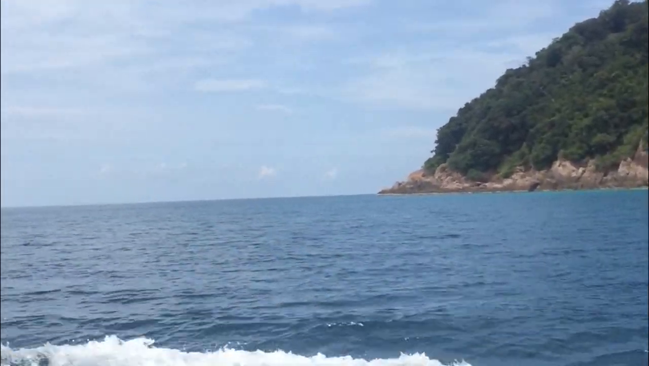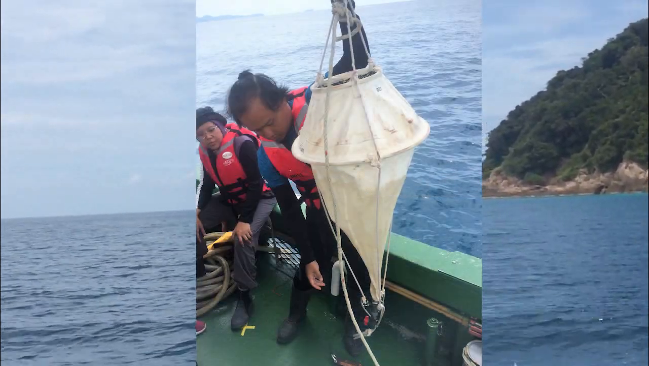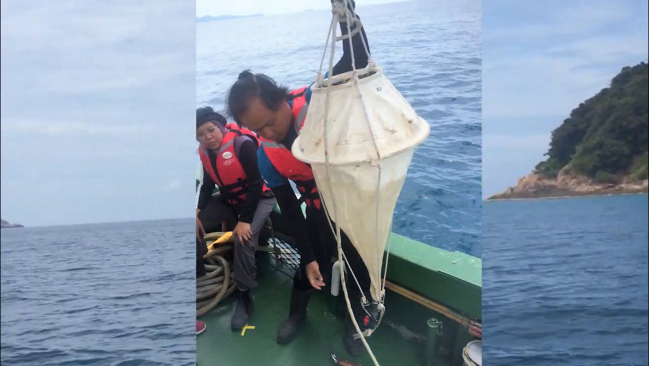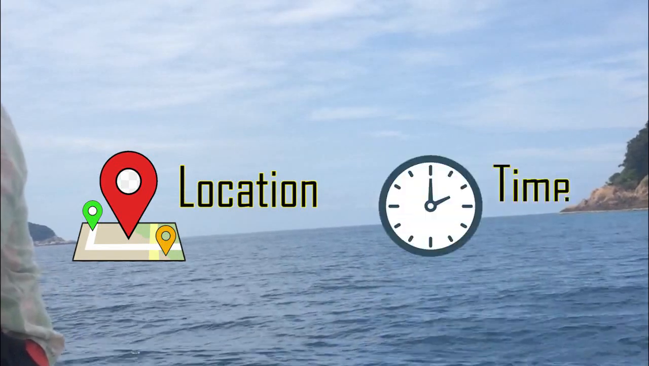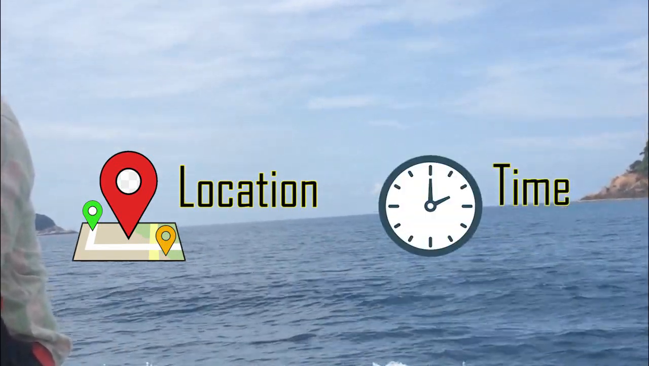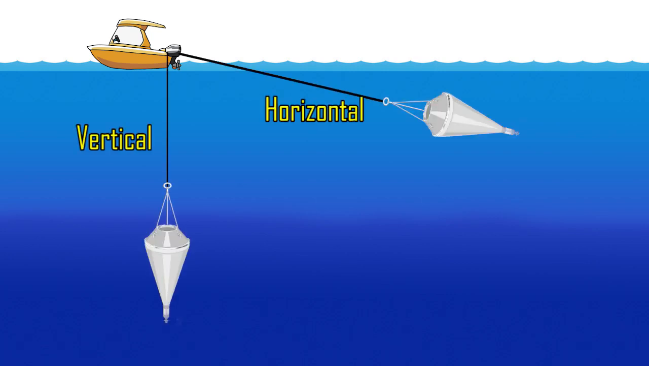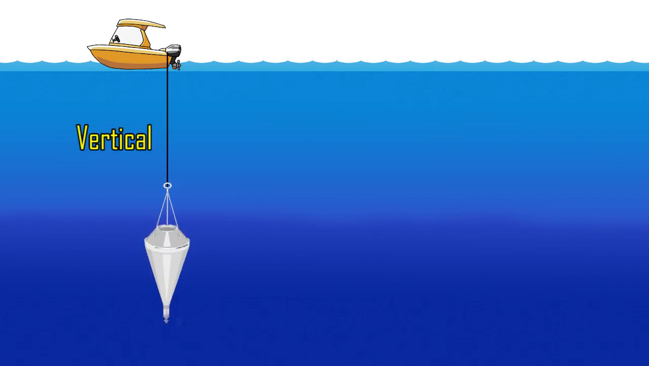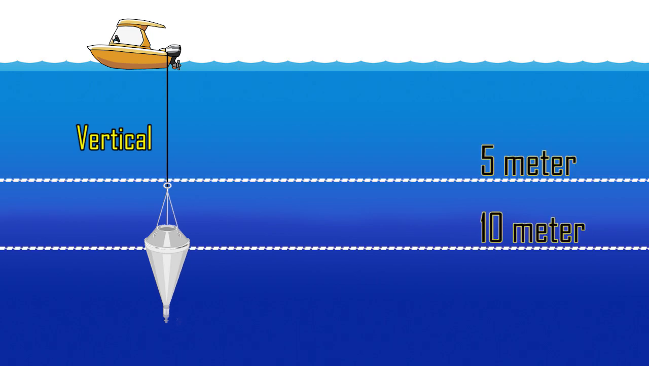To start using the plankton net, align the net properly before taking a sample. Remember to record the location and time of the sampling station. Plankton net can be used for both vertical and horizontal sampling. For vertical sampling, it is important to note the actual depth and determine the depth to which the plankton net is going to float. Normally, the determined depth is about 5 to 10 meters above the sea bottom.